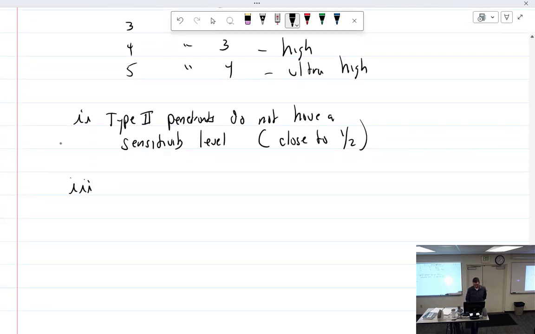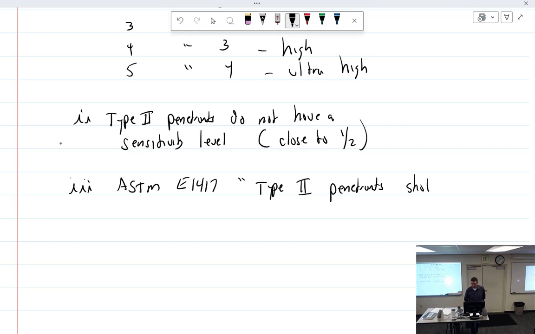Now, this is too wordy, but according to ASTM E1417, type 2 penetrants shall not be used. I can't really put in quotes because I'm paraphrasing now. Should not be used for final acceptance of aerospace products.